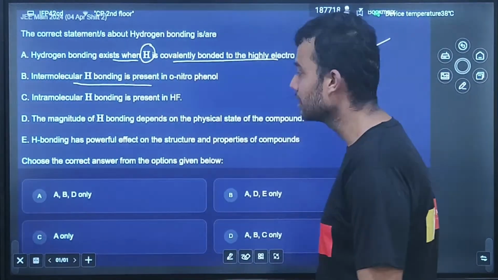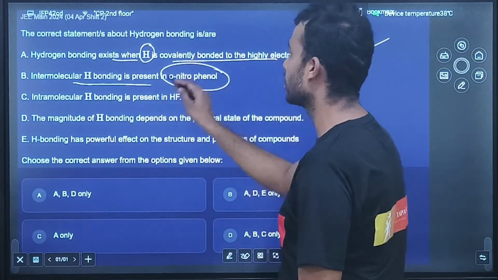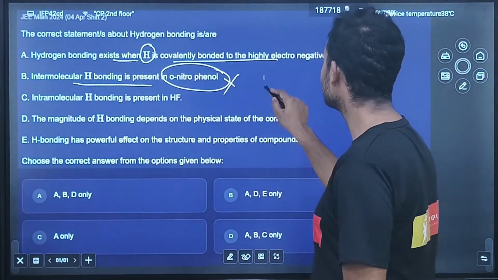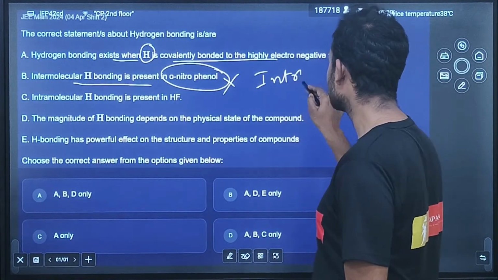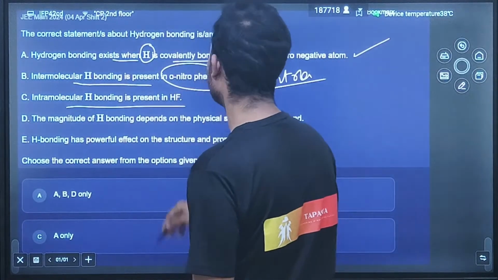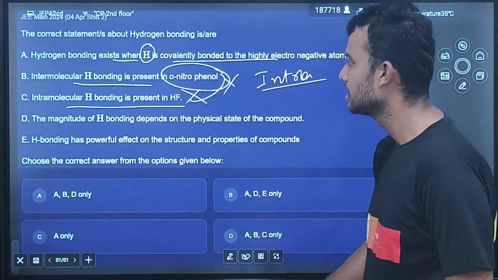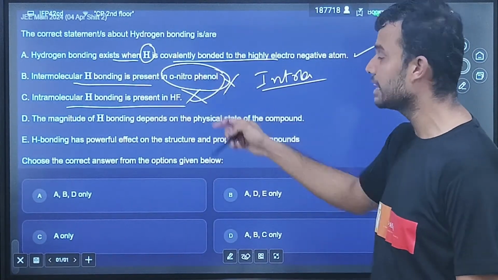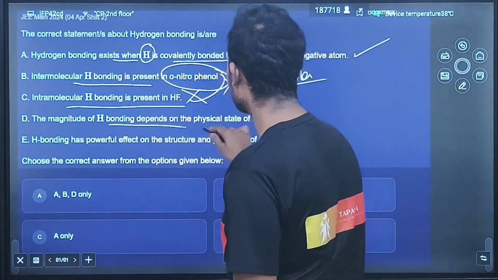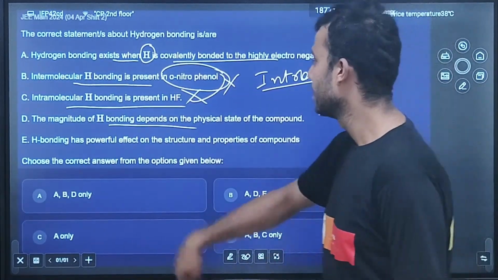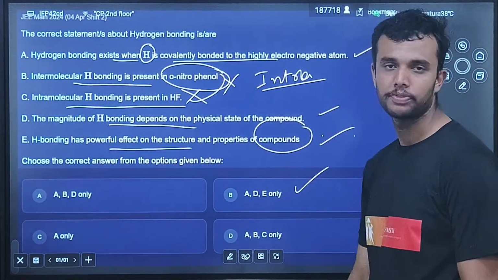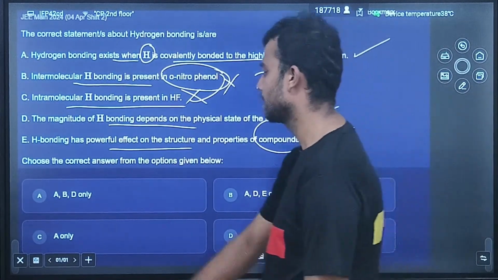Intermolecular hydrogen bonding present in ortho-nitrophenol. No, B is not correct. Why? It is intra. Which hydrogen bonding is there? Intra is there. Option C: intramolecular hydrogen bonding is there in HF. Now guys, this is inter is there in HF, intra is there in ortho-nitrophenol. Then the magnitude of hydrogen bonding depends, obviously. Hydrogen bonding has a powerful effect on the structure and properties of a compound. The answer is option D. Very simple. Okay, you can easily pick it up.